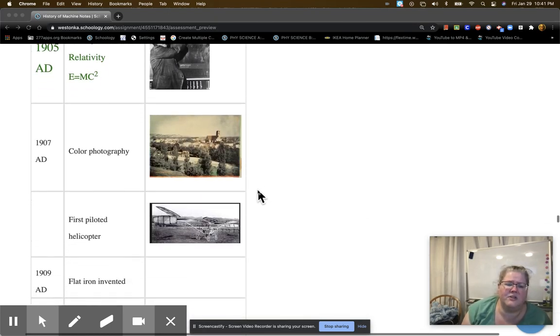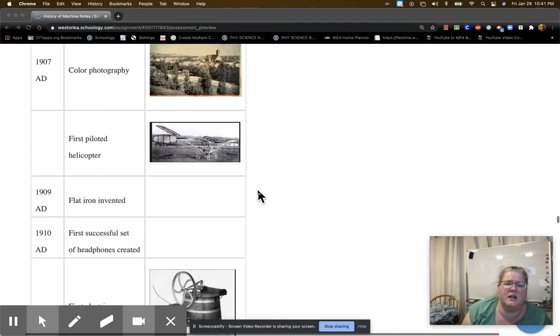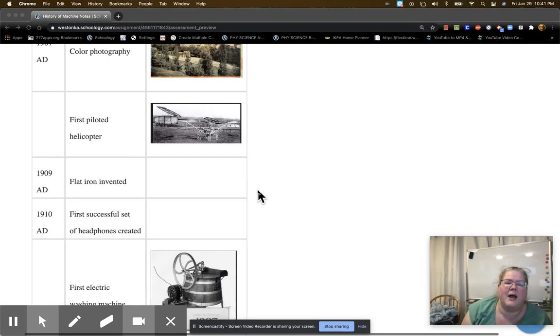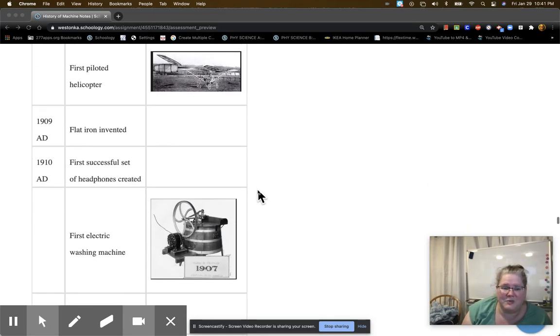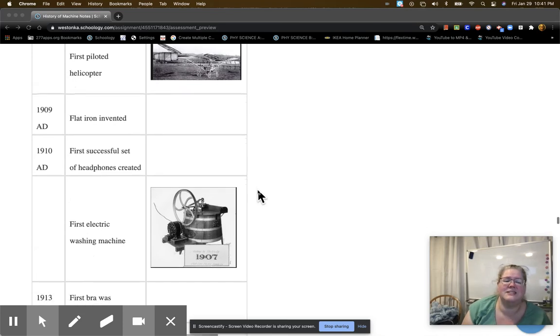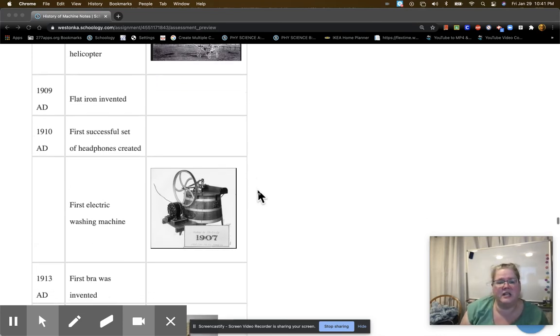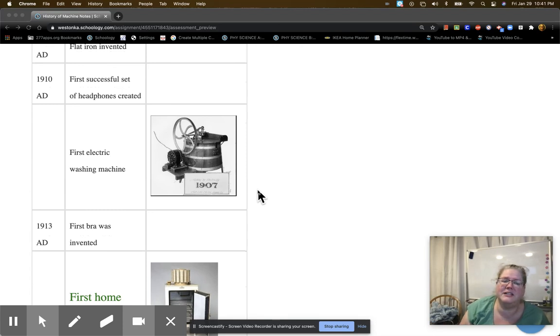Einstein's theory of relativity, color photography in 1907. First piloted helicopter. The flat iron was introduced. The first successful set of headphones were created. The first electric washing machine.